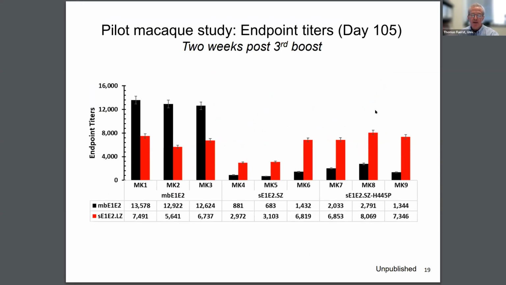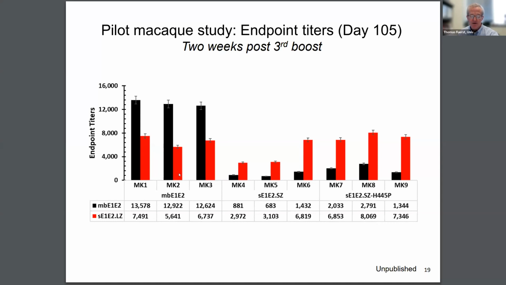This slide shows the overall endpoint titers at day 105 for the 3 groups when both membrane-bound and secreted E1E2s are used as capture antigens on the plates. Membrane-bound E1E2 immunized macaques responded more favorably to its own antigen when coated on the plate, black bars, versus when secreted E1E2 is coated on the plate, red bars.